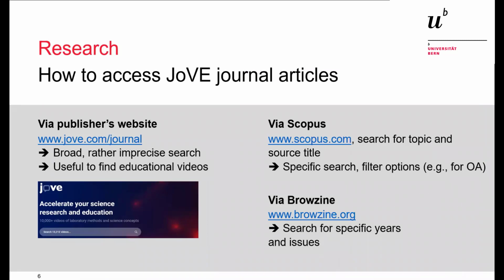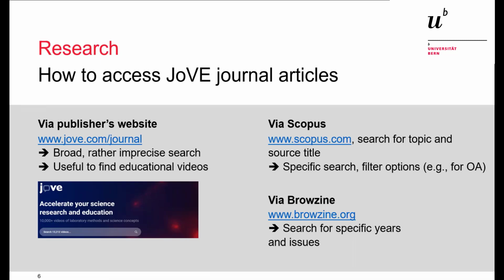You access JoVE journal articles online through the publisher's website. It's easy to find resources right there. You can make a broad search. It's not very precise. So for more precise searches, we recommend using a literature database such as Scopus. But still the user interface is great, and it's useful to find the educational videos on the JoVE homepage.